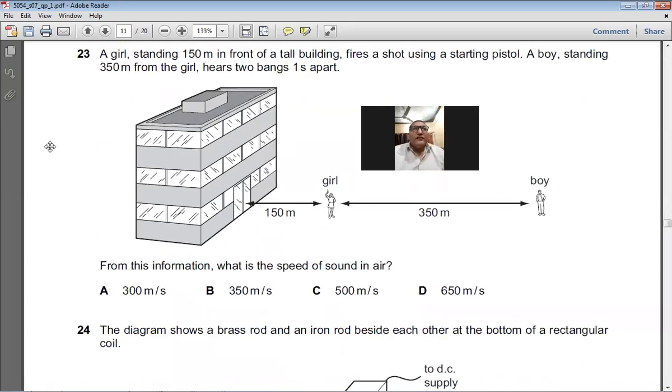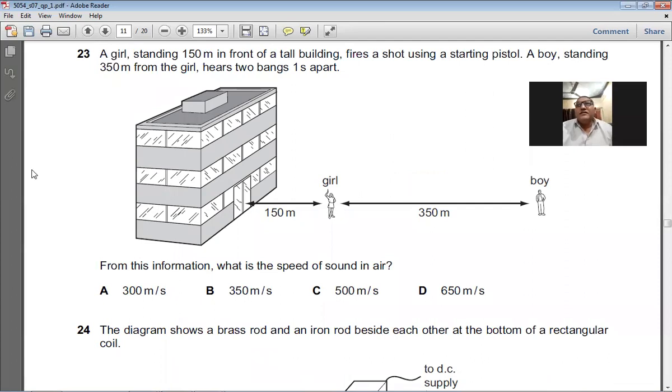So here we have a building. A girl standing 150 meters in front of a tall building fires a shot using a starting pistol. A boy standing 350 meters from the girl hears two bangs 1 second apart. From this information, what is the speed of the sound in the air?